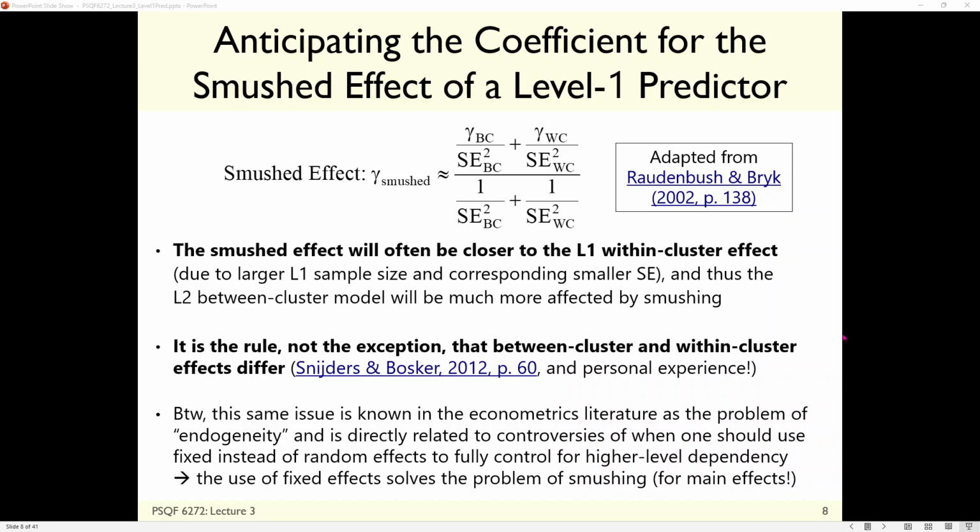This is not a new problem. It's been recognized for decades. So here's another textbook. I adapted a formula that I found in there to describe how the smushed effect is computed. It is weighted by the standard error for the corresponding slope at each level, and that weighting process is why the fixed slope that you end up with is almost always a lot closer to the within slope. There's just more information there.